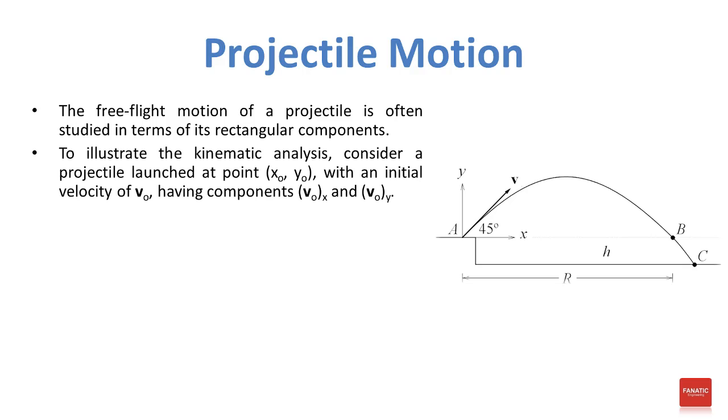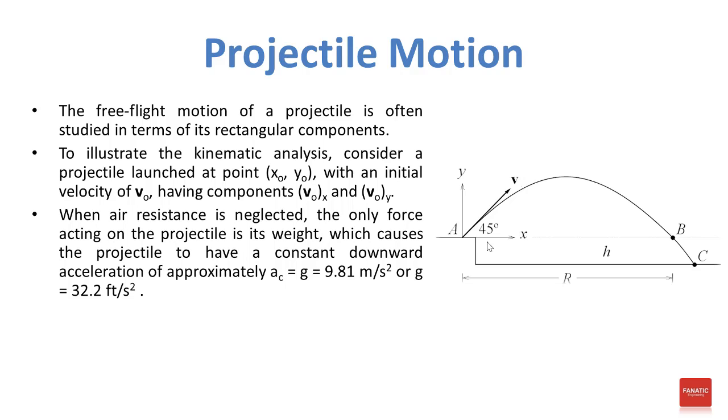To illustrate the kinematic analysis, consider a projectile launched at point x0, y0. x0, y0 is basically the initial point, or point A, with an initial velocity of v0, having components v0x and v0y. As I said, the velocity will have two components, v0x and v0y. So v naught, if this is the velocity, will have v naught x in this direction and v naught y will be in this direction.